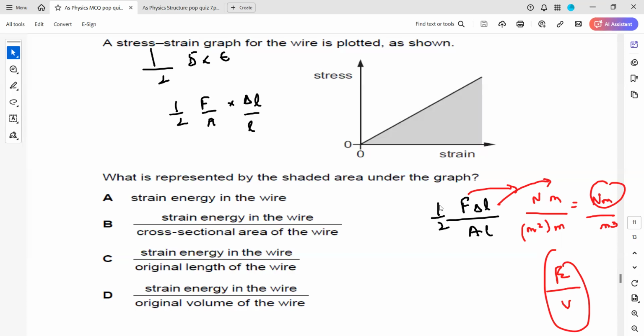The half did not disappear, but I'm writing the units, and half does not have a unit. That's why I did not include it. I will use half in a calculation, but 1 by 2 does not have any unit. I was writing the unit for each of them. So D should be the right answer for this.